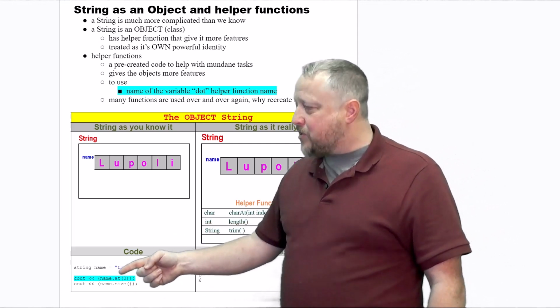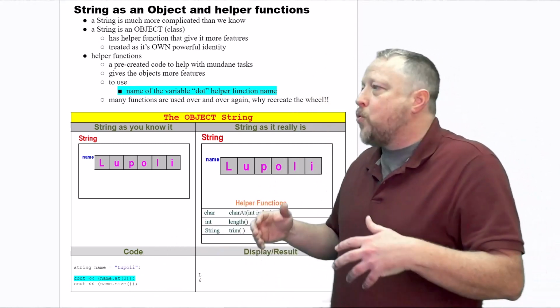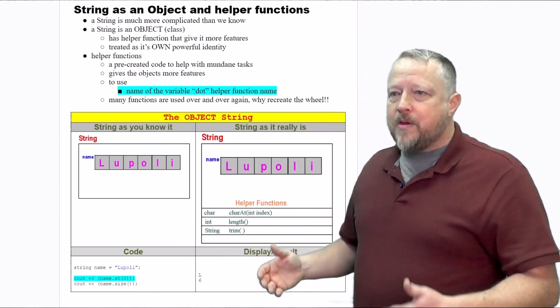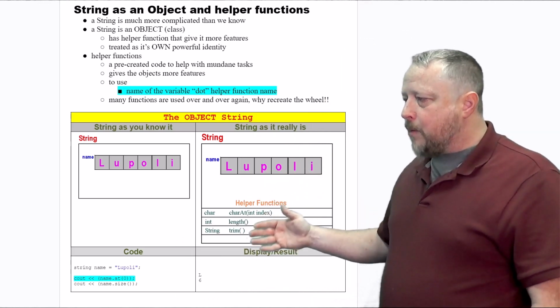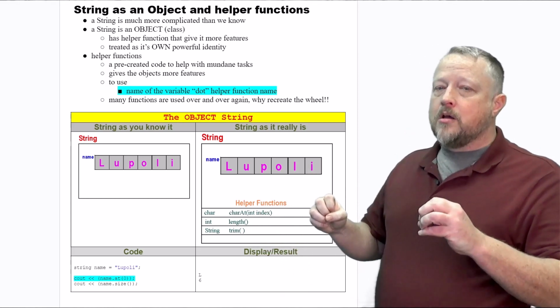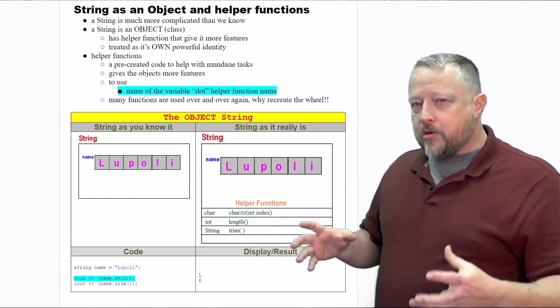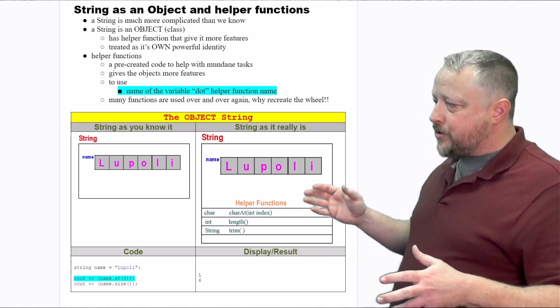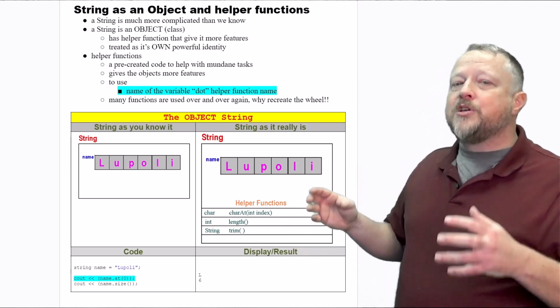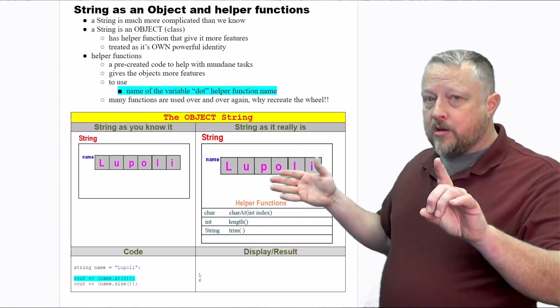It would have soccer.at, and it would be worried about soccer's values. It would be worried about soccer's size. It'd be worried about all of these helper function values that we could get back from that particular object or instance of that object. So here's our first real introduction to C++ as an object-oriented programming language using strings.